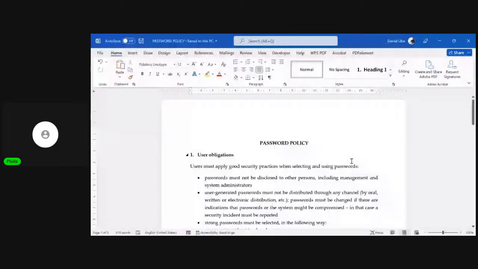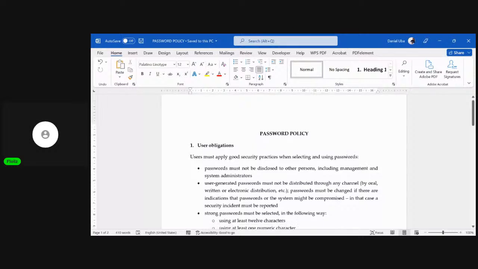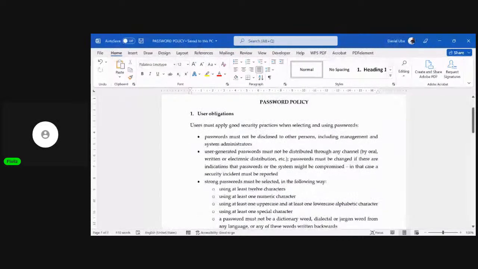So first of all, you discuss the user obligation. What should users comply with? First of all, passwords should never be disclosed to other persons, including management and system administrators. Also, user-generated passwords must not be distributed through any channel, either written or electronic. For instance, you want to issue a new staff password and you write it on a piece of paper and give it to him. Or a customer comes in and you just give them their password on a paper for them to move. All those things should be prohibited.